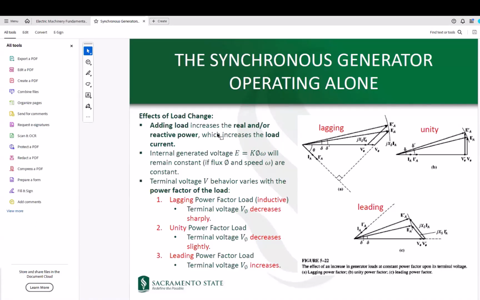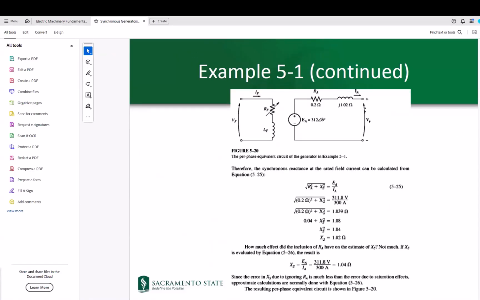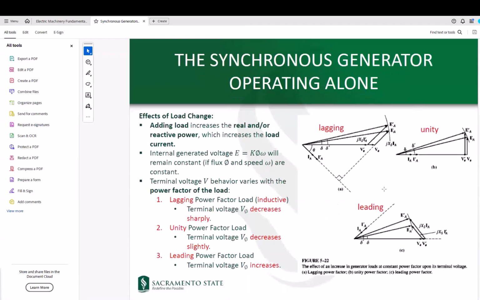The effects of load change would be that by adding the load, the real and reactive power, whether the real portion of the load or reactive portion of the load, we're going to increase the load current, which means that generally speaking, we can impact the voltage on the terminal. So by adding load, we would be basically changing the phase voltage. This is how it is going to happen under different power factor conditions.